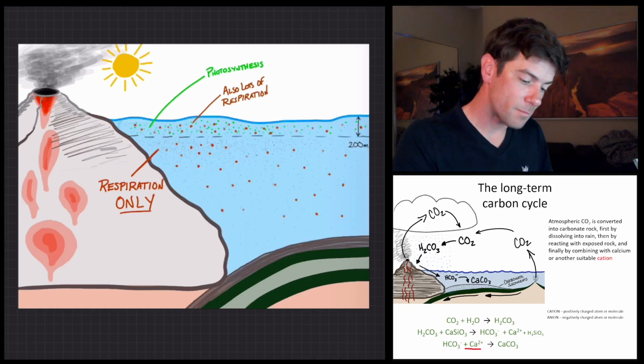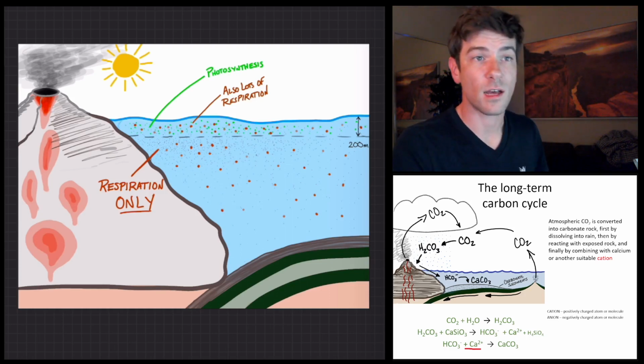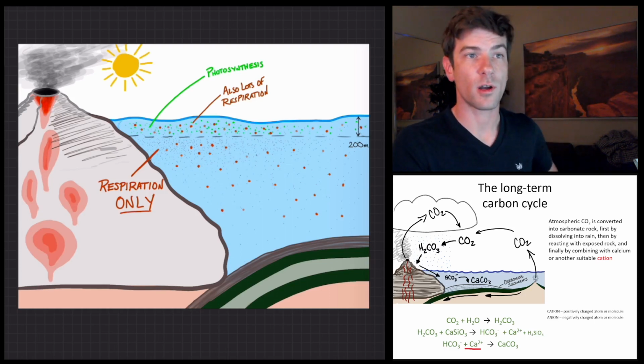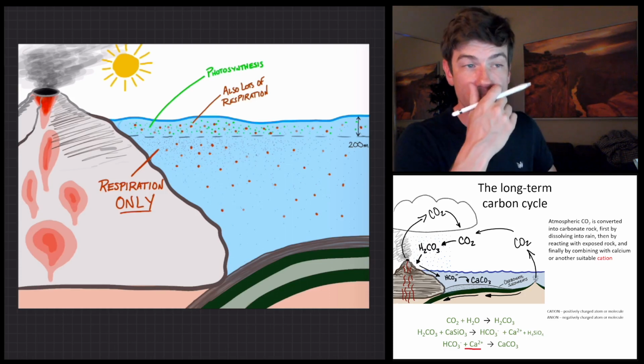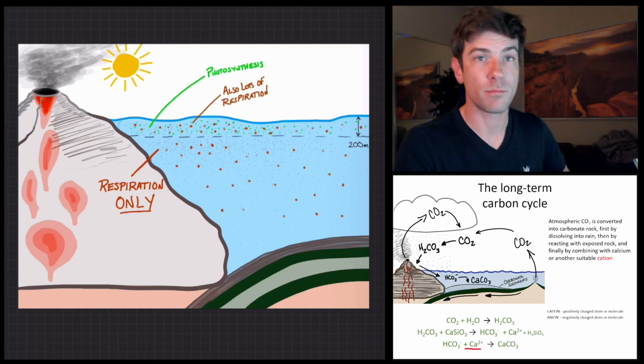Okay, so you have this density contrast in the water column, and only the upper water column is getting light, and so you have lots and lots of photosynthesis taking place in the upper water column. You also have lots of respiration. In the lower water column, you only really have respiration, right?